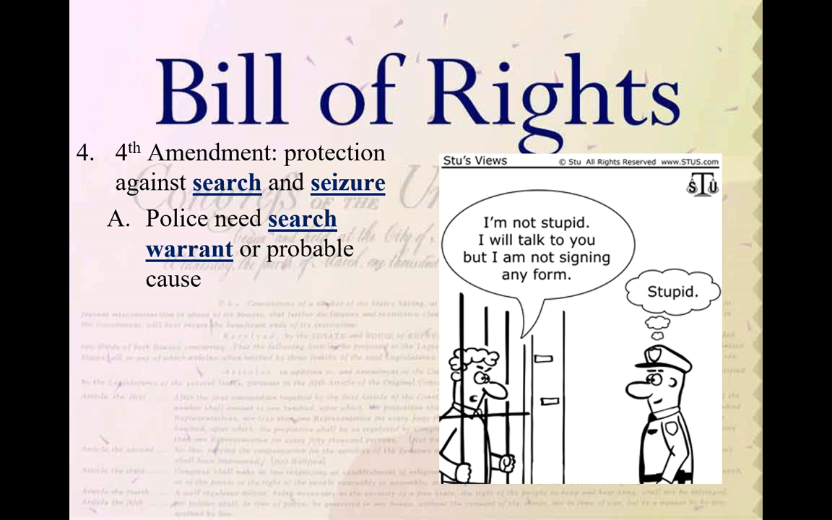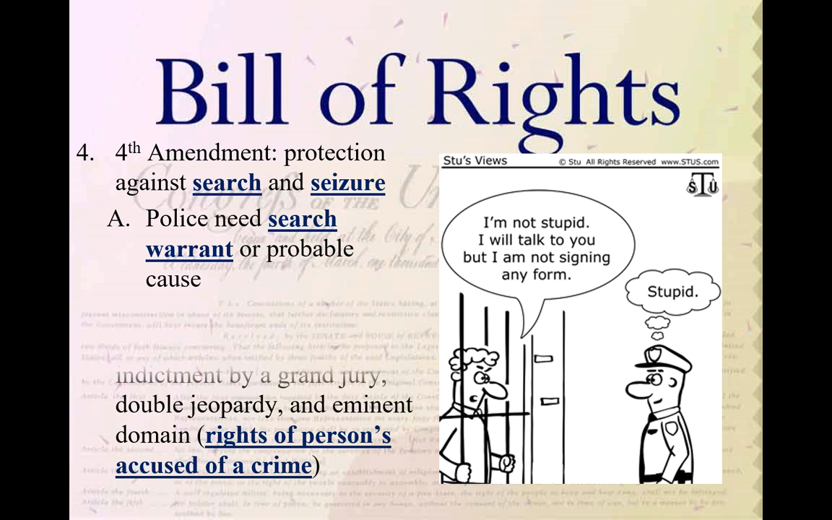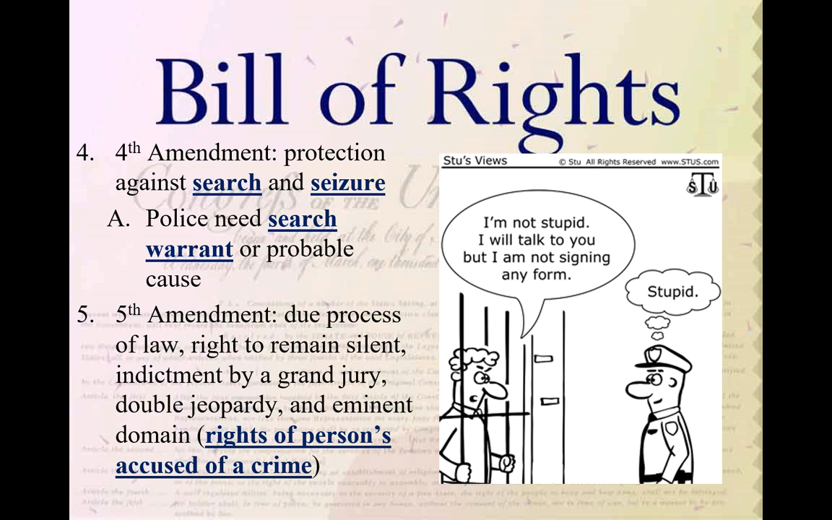The Fourth Amendment protects us against searches and seizures. Police actually need a search warrant, which when you think back is like a writ of assistance back in colonial times, or probable cause in order to search. The Fifth Amendment is due process of the law. Oftentimes in a court show, you'll hear, "I plead the Fifth," which just means you have the right to remain silent. You have the right not to self-incriminate.